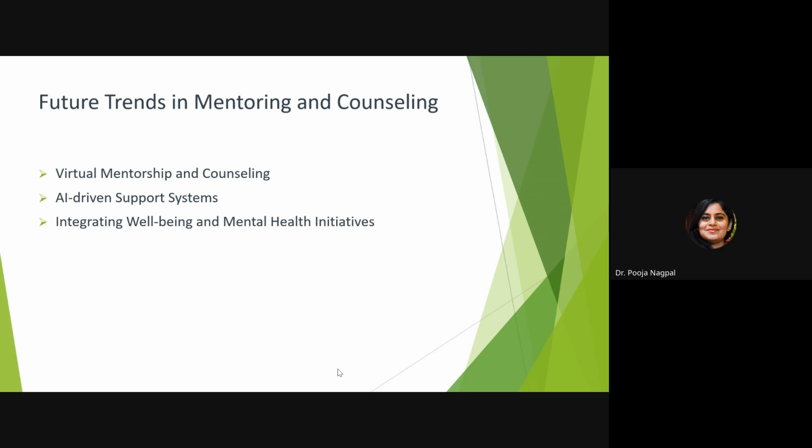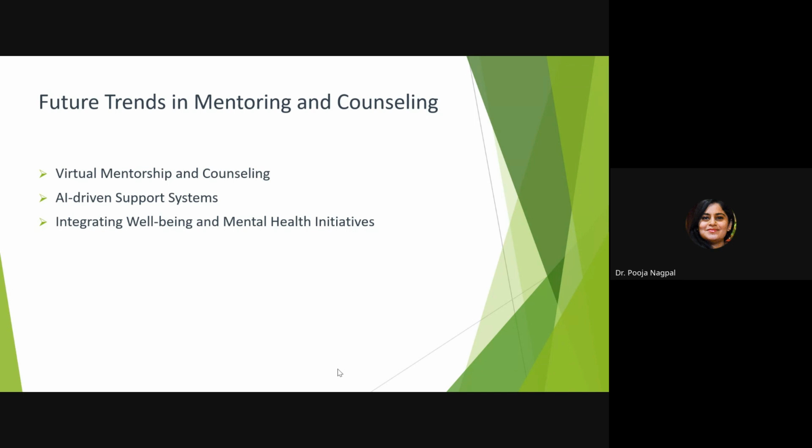AI driven support system, chatbots are there for different software. They can provide that mentorship also, because everything is programmed there, but they are not that efficient, I can say. But you can take help for the same. Suppose if your mentor or counselor is not available, you can give the basic information through an AI system.